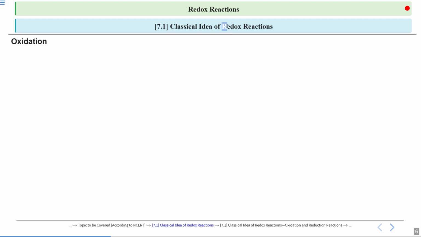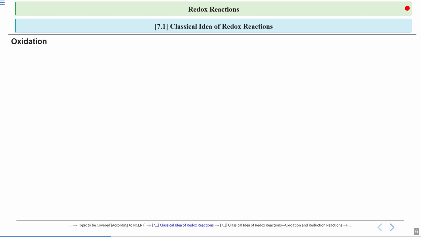If you consider the word redox, it is a combination of two words: red plus ox, forming the word redox. You can understand it in a manner that red means reduction, and ox means oxidation. So reduction plus oxidation is directly related with redox reaction. By the word itself, we can say that a process in which reduction and oxidation are taking place simultaneously would be considered a redox reaction.